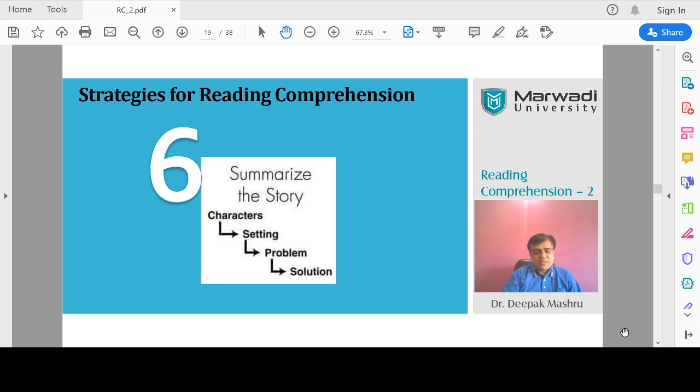You summarize the story, right? If you look at the 5 and 6, summarizing the story means you find out the characters, setting, problem, and solution. So you can find out how many characters there are, because there will be a few questions based on characters. What is the problem? There will be questions based on problems, and questions based on the solution or solutions.